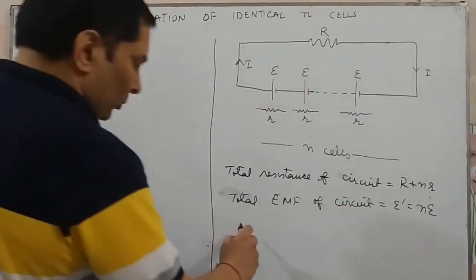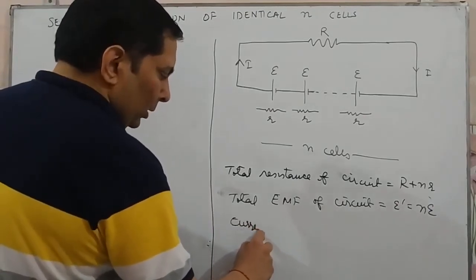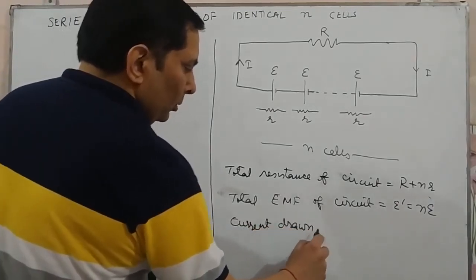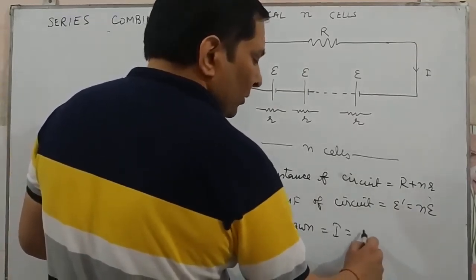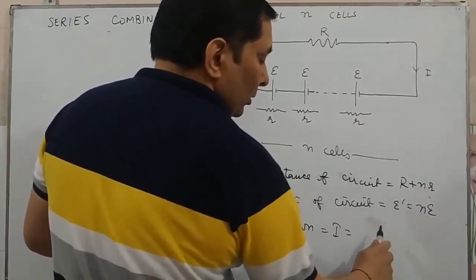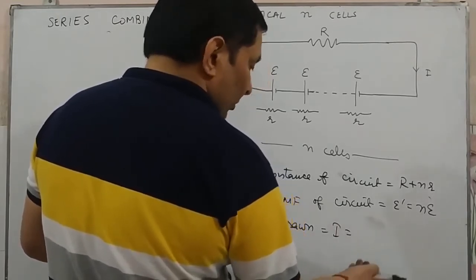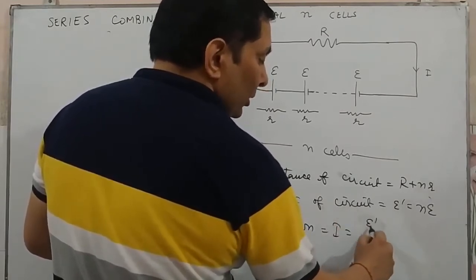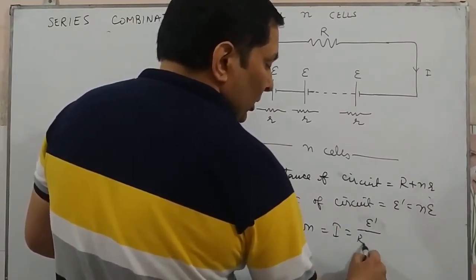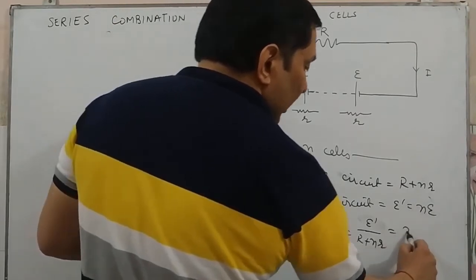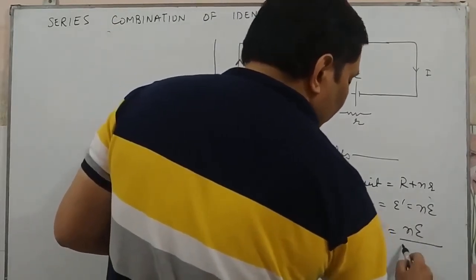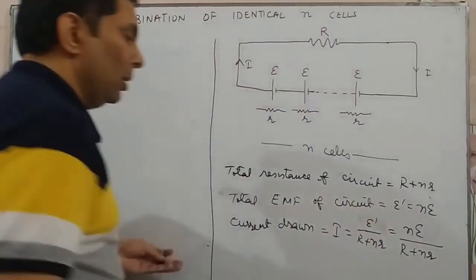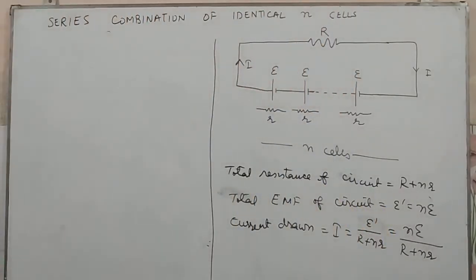Now the current drawn, I, is given by total EMF upon total resistance, that is E dash upon R plus n into small r. This is n into E divided by R plus n into r. So this is the expression for the current drawn. Now let us discuss in which conditions the current will be maximum.